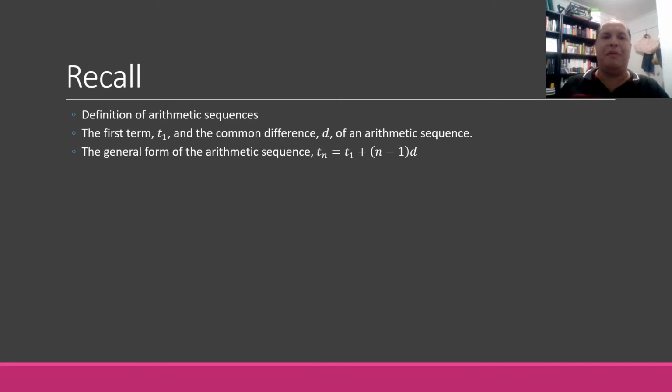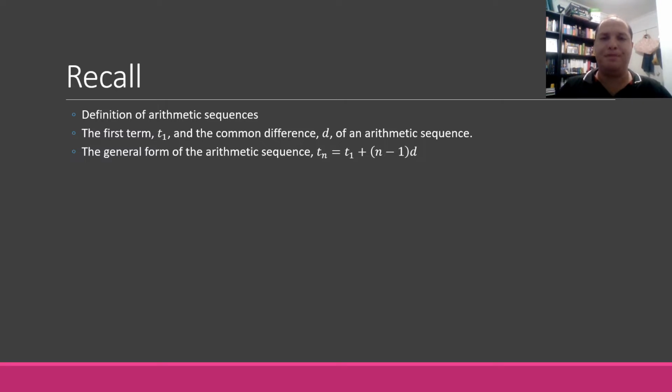Now the key things you'll have to remember are the definition of an arithmetic sequence. So remember that there's a common difference between consecutive terms of an arithmetic sequence. Remember some of our notation. So T1 is our first term and d is our common difference.